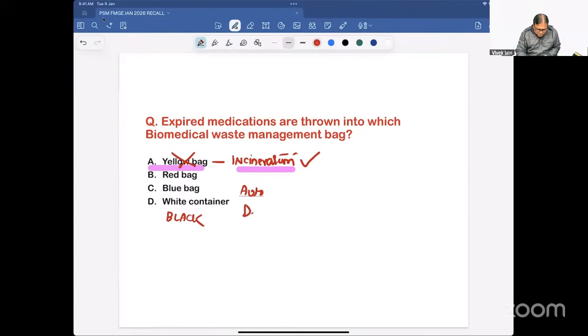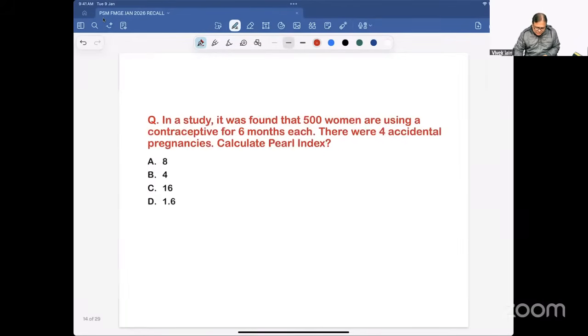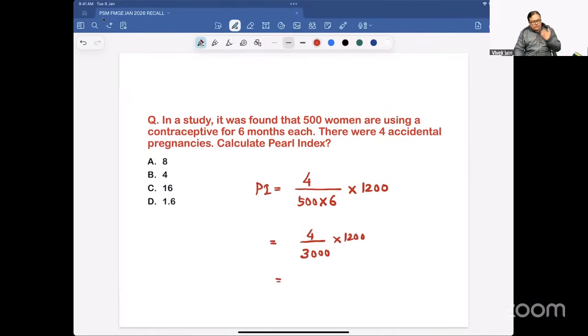Deep burial was an option. Okay. Deep burial we have discussed in the class is only for placenta after delivery at a primary health center. That was also an old question. Right? Okay. So we go with disposal. Good. Everyone is confirmed. Then there was a question on calculation of Pearl index: number of accidental pregnancies over total months of exposure, into 1200. So you can see 4 upon 3000 into 1200. What is the answer we have marked? Please confirm the choices also.